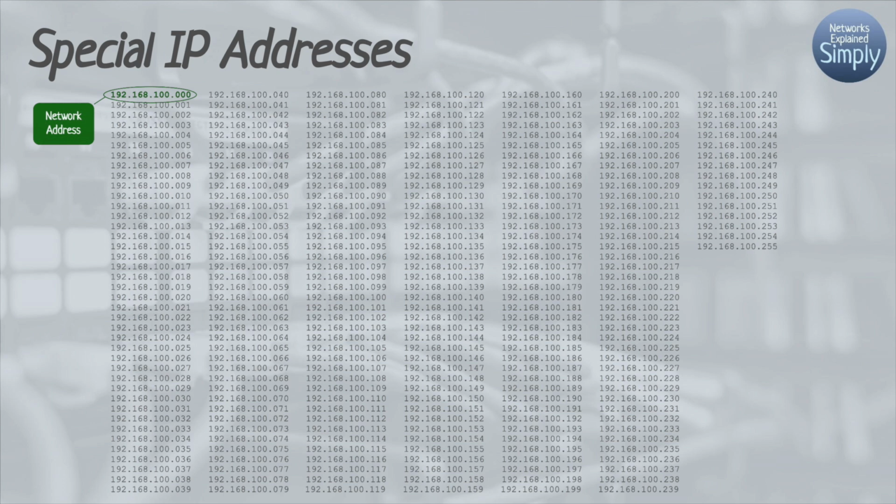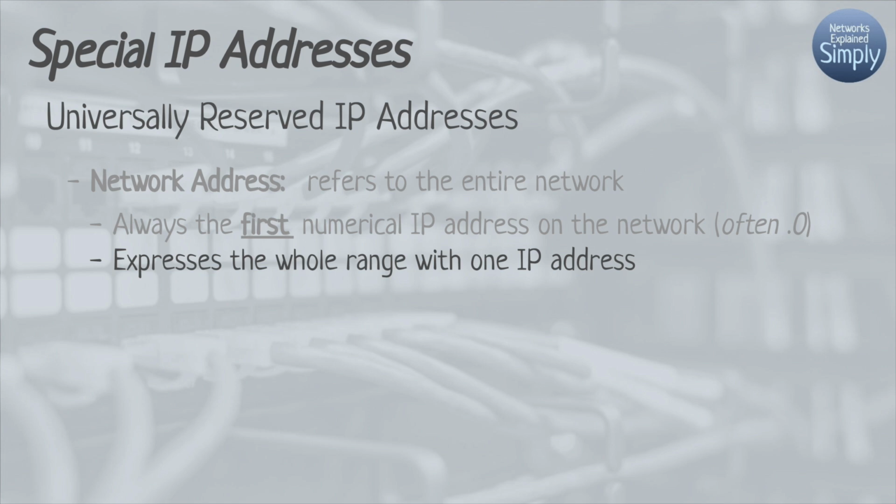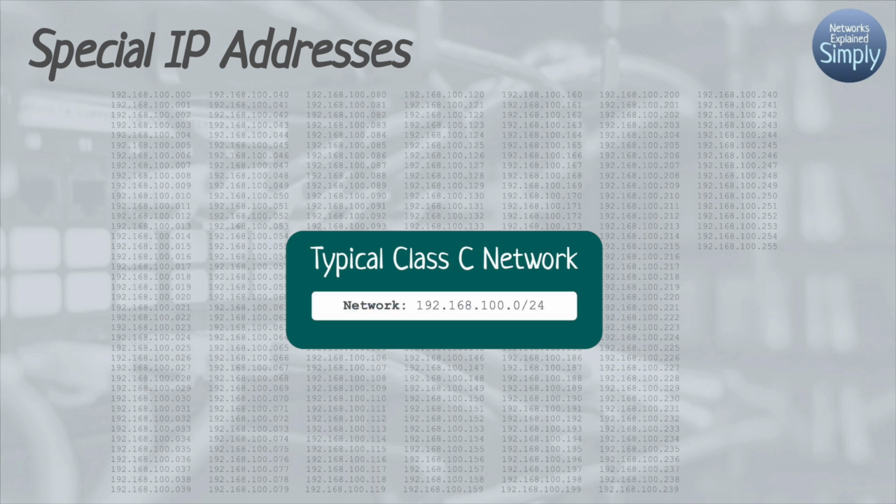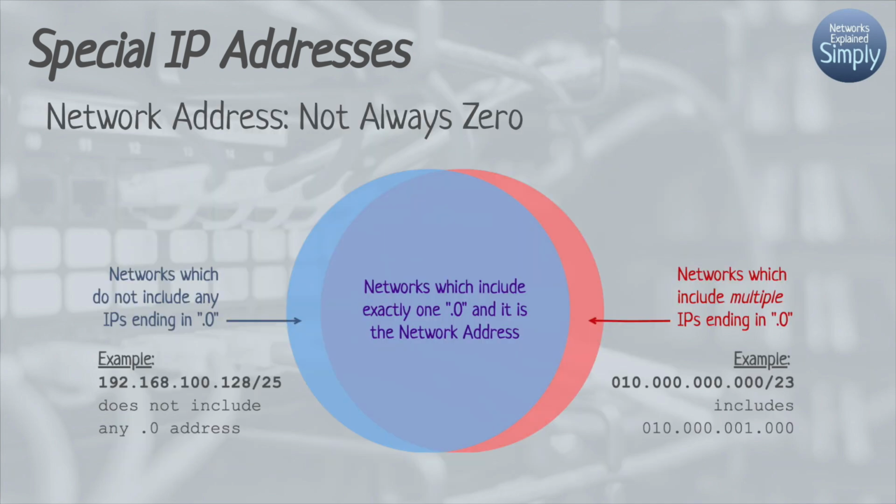The network address makes it easier for us to talk about networks because we can express the entirety of a network's range in one brief notation. So instead of providing all of these details, now we can simply refer to this network as 192.168.100.0/24. It's important to note that the network address will not always be .0, and that not every .0 address is the network address for its network.